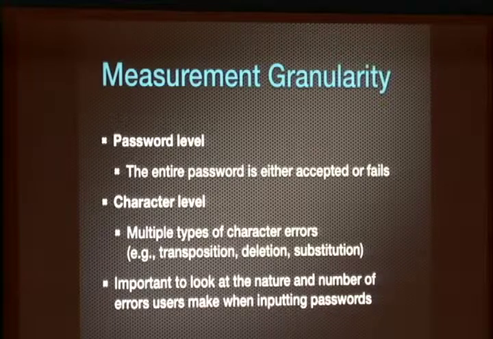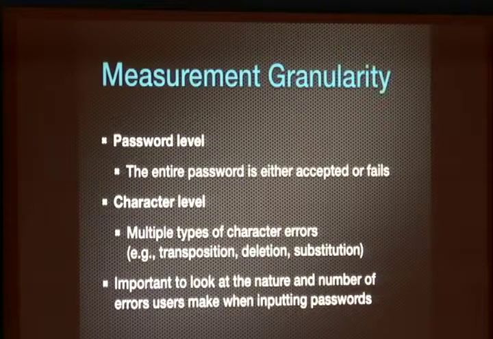So the password level is one level of granularity, but then you can go down to the individual character level. You lose some information if you just look at the entire password, right? If you say, okay, the entire password either fails or does not fail, it's accepted, you don't know if it failed, did it have 1 error, or did it have 10 errors out of 12 characters? You're missing information there. So when you can capture that extra level of granularity, you really should go for it.